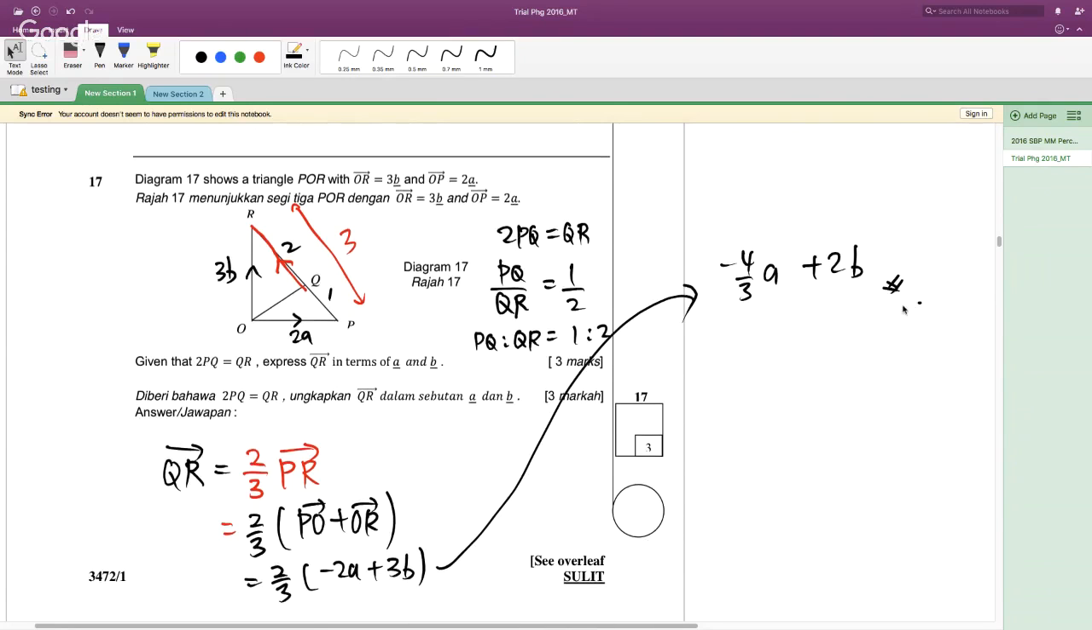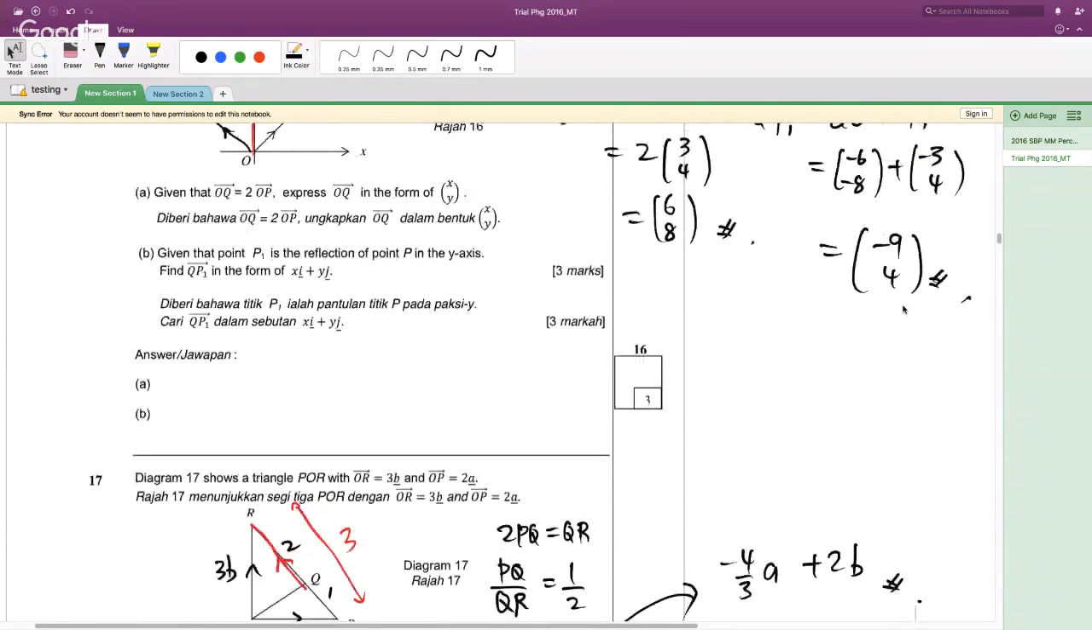Oops, on the top they want the x and y. Thanks for this one, so this one hasn't finished. This should be -9i plus, it's -4, sorry, so it will be -4j. Yeah, thanks for reminding me of that, because I didn't pay attention to this one.